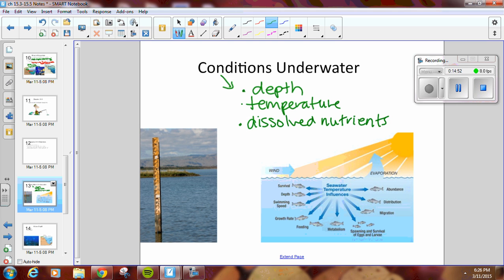Dissolved nutrients could include things like oxygen or carbon dioxide, but it's also things like phosphorus and nitrogen, which tend to be very lacking in these types of areas. And then the other type we're going to look at is movement, so flow. Does it flow or not?